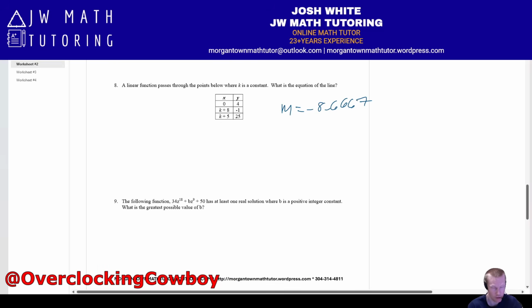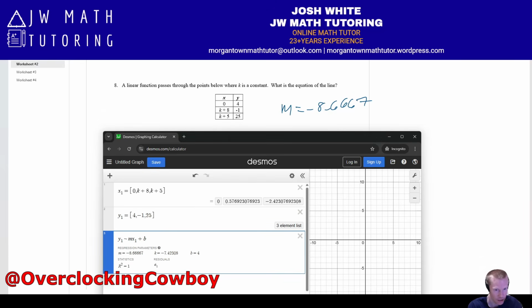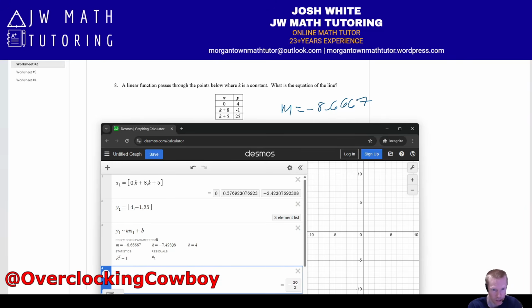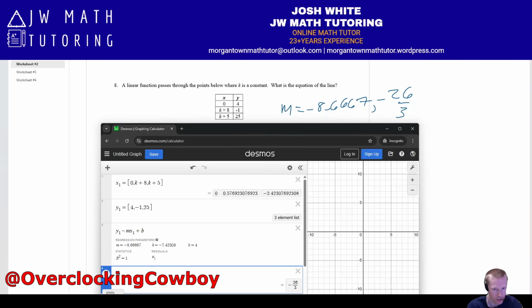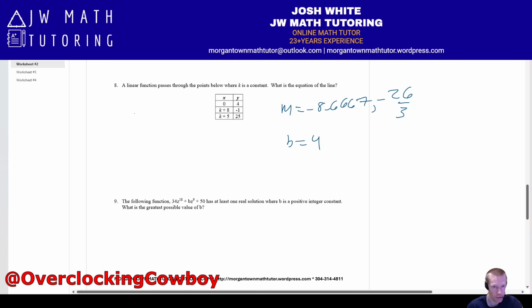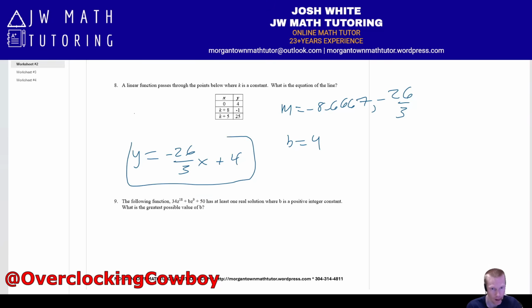Basically, it's negative 8 and 2/3. Or as a fraction, it's going to be, I believe, negative 26/3. And for b, I mean, that's already 4. You can recognize that here from the table, but even if you didn't, it gives you the value of b. So now, the equation of this line is just y equals negative 26/3 x plus 4, or negative 8.666, or negative 8.667, either way. This is how you can do this problem entirely in Desmos using linear regression.